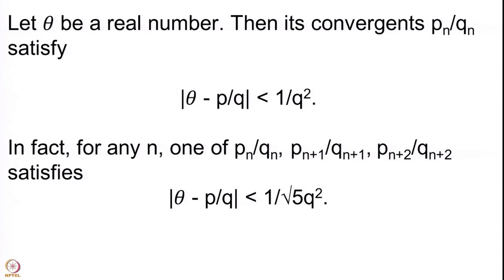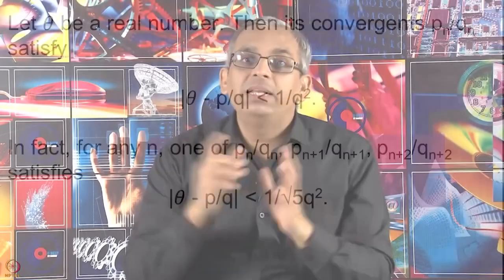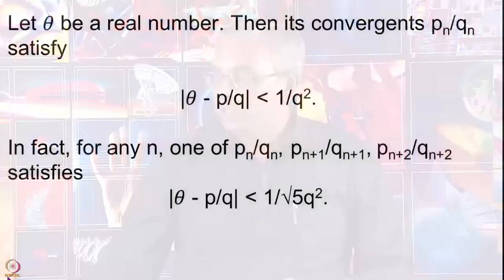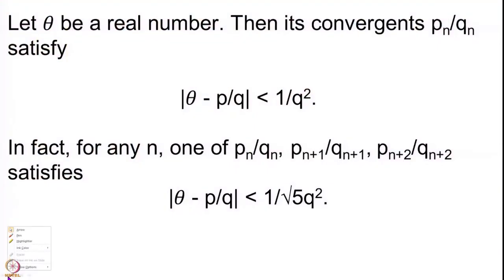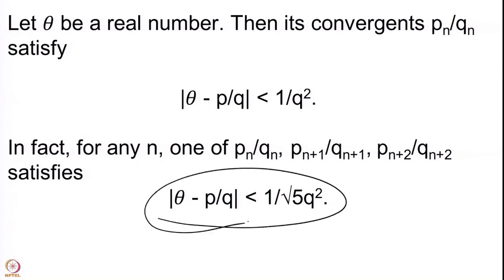Moreover, we also saw this result that whenever you have any consecutive triple of convergents, say Pn upon Qn, Pn plus 1 by Qn plus 1 and Pn plus 2 by Qn plus 2, then one of these three should satisfy this improved inequality. |theta minus p by q| less than 1 upon root 5 q square. One of these three should satisfy this inequality.